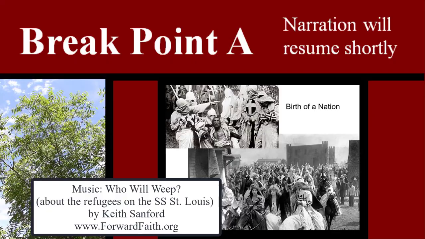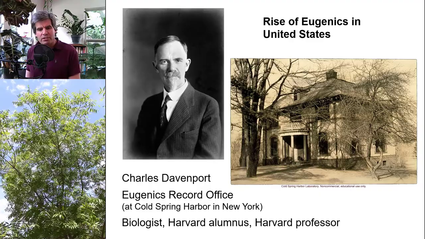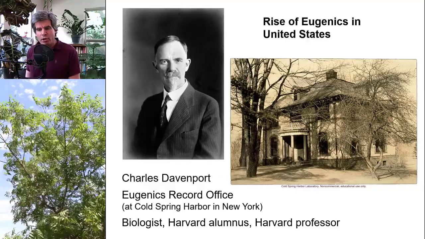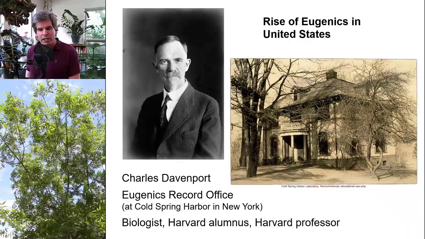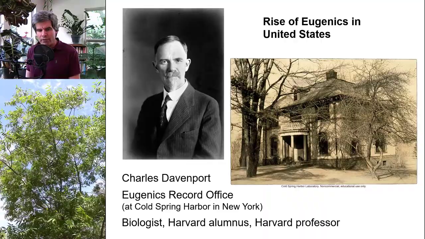Another form of racism that became popular during this decade of 1910 involved eugenics. This is a time when a eugenics movement begins to grow and becomes quite popular in the United States. And one of the key people in this eugenics movement was a man named Charles Davenport. And he got a large grant from the widow of a wealthy railroad tycoon, and he founded the Eugenics Record Office at Cold Spring Harbor in New York. On the screen are pictures of Davenport and his Eugenics Records Office.